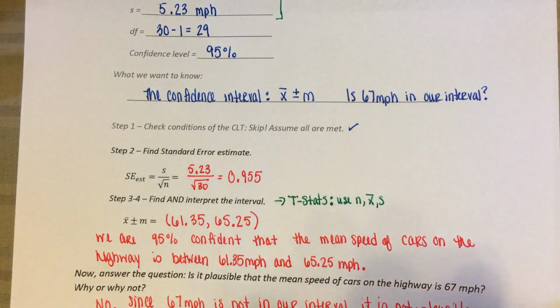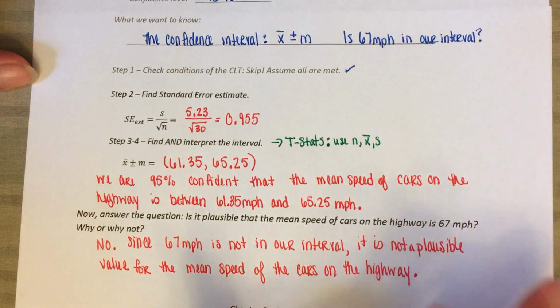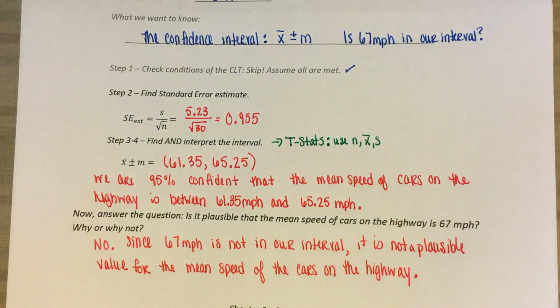Right. Oops. I think I cut off a little bit. All right. So again, we start by listing everything that we know. Our conditions, our sample size is really the only thing we need to pay attention to. That's larger than 25, so we're good. So we just kind of skipped them, assume they were met. Standard error we find by taking our s divided by the square root of n.